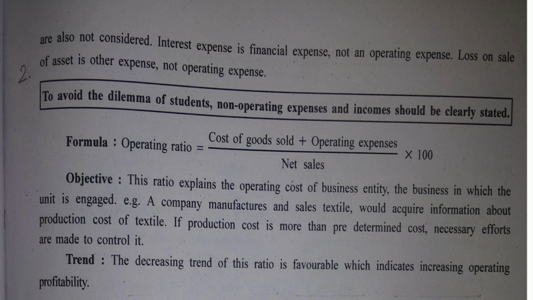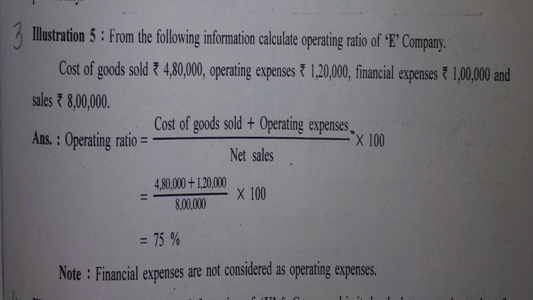Alright, what is the objective? What is trend? You will read on your own. We are moving towards the practical sums. That is illustration 5. Illustration 5, we are going to start from chapter 5, which is based on operating ratio, and illustration 5 is given on page number 219.